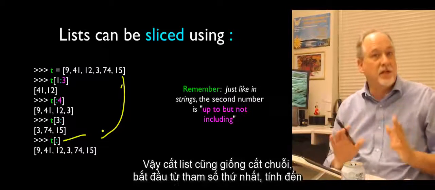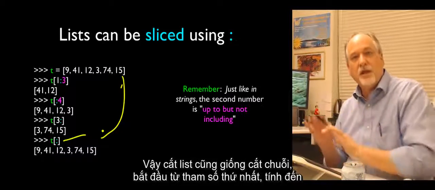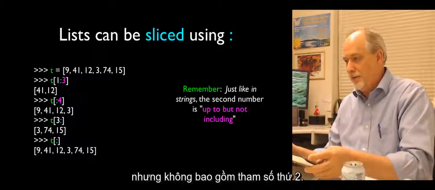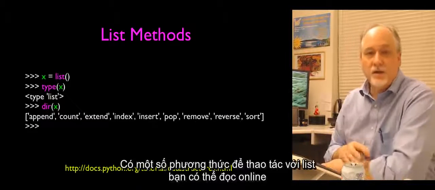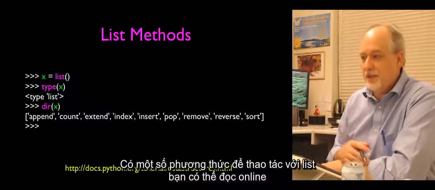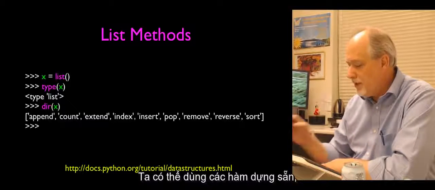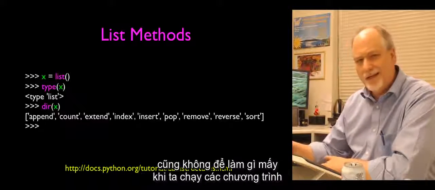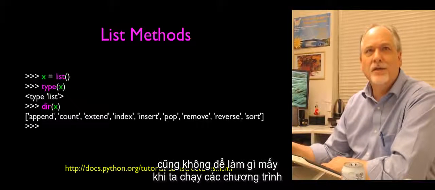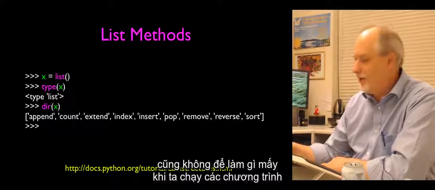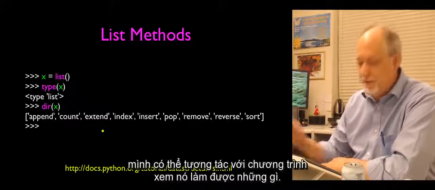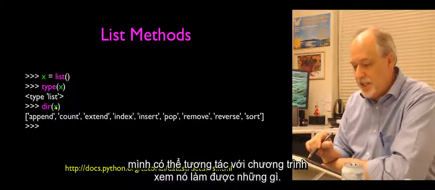So slicing works like strings. Starting and up to but not including is the second parameter. There are some methods, and you can read about these online in the Python documentation. We can use the built-in function dir. It doesn't have a lot of use in how we run programs, but it's kind of useful. I like it when I'm typing interactively, like, what can this thing do?